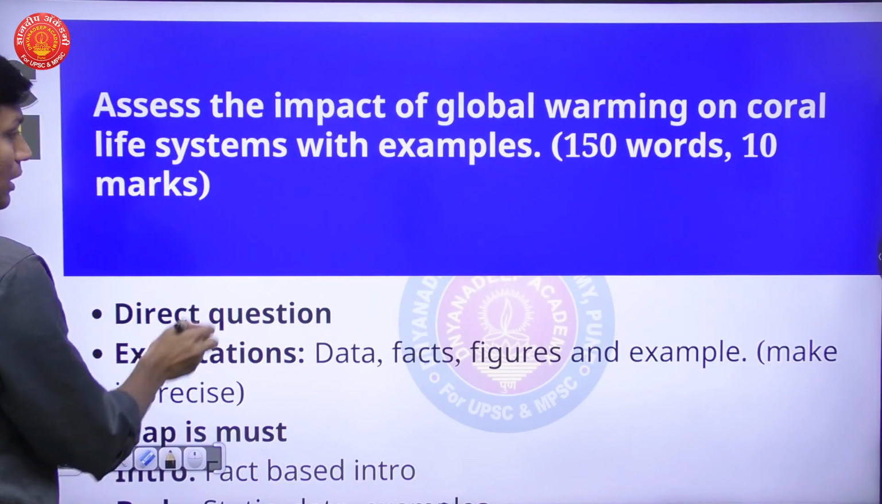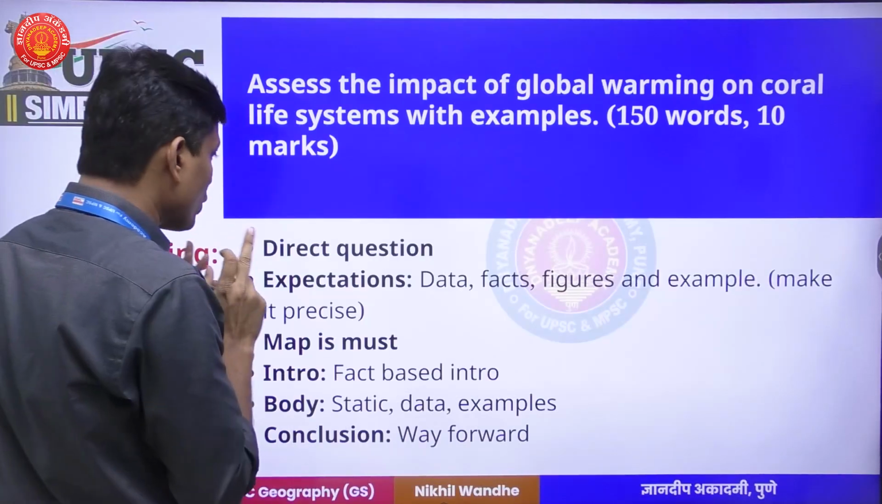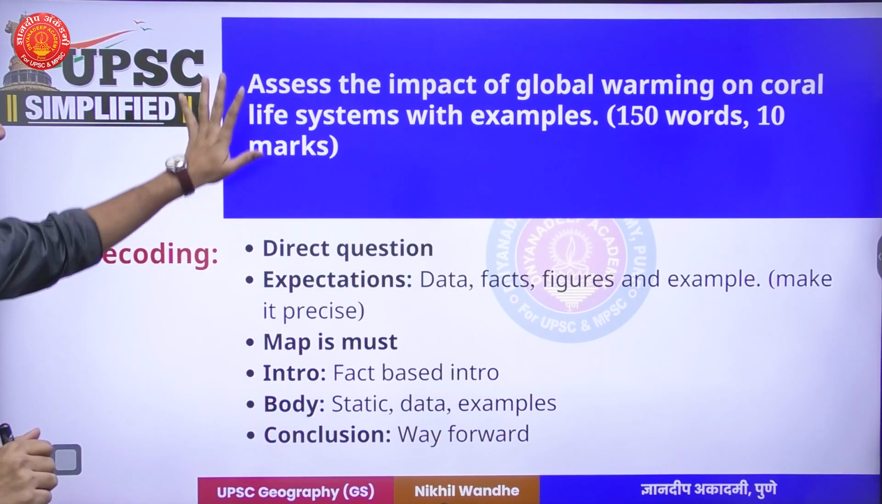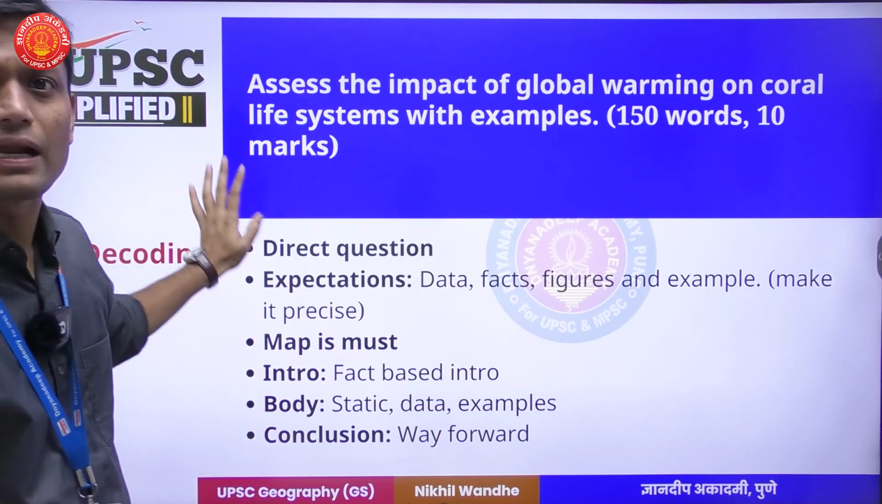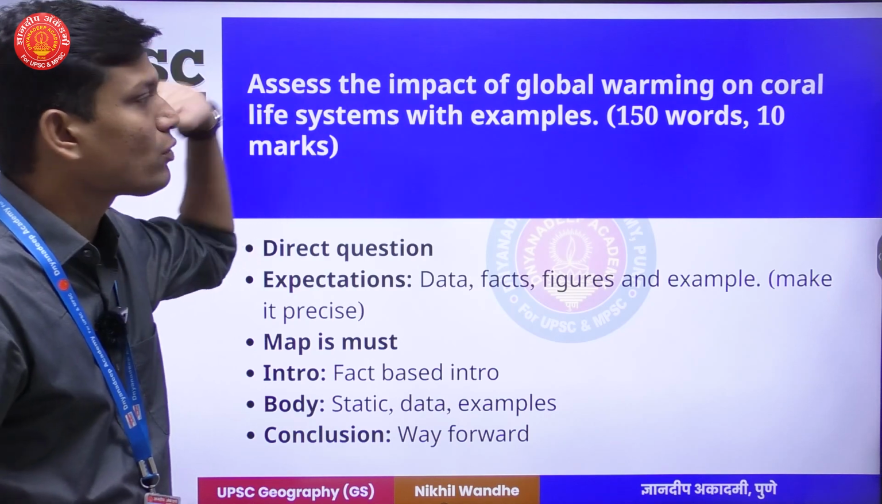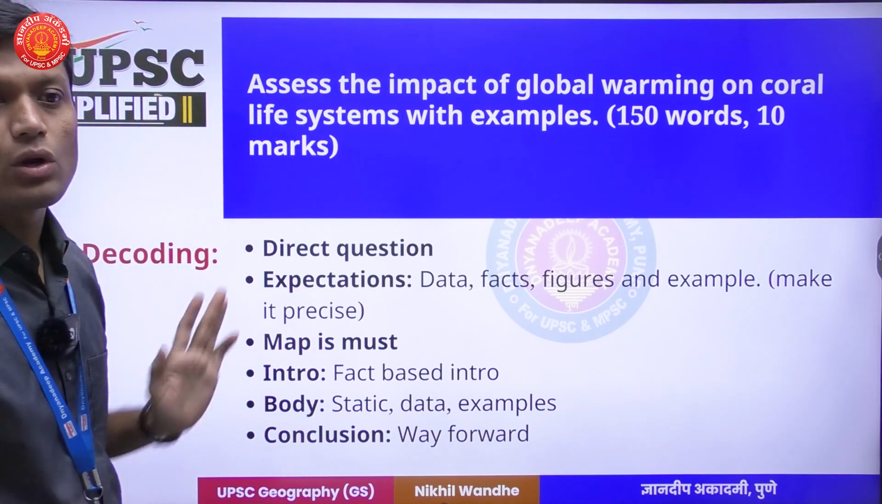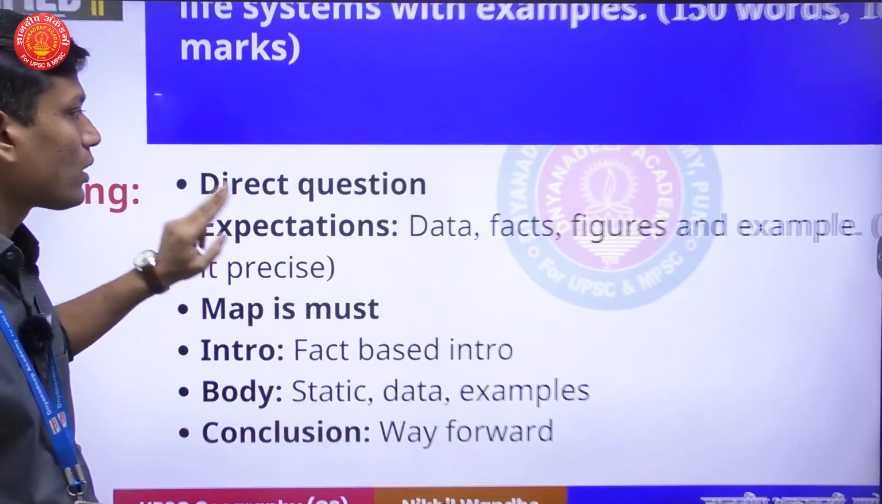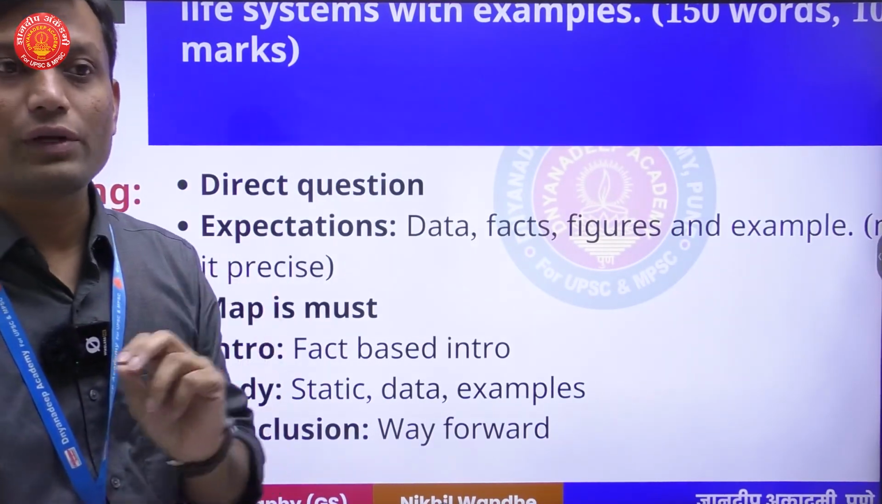Now, what are the requirements of the question? Let us try to decode the question. When we are decoding the question, let us first understand what type of question it is. It's a pretty direct question, right? Directly, you have been asked to assess the impact of global warming on these coral life systems. Other than that, let us understand what are the expectations you are supposed to fulfill in this question.